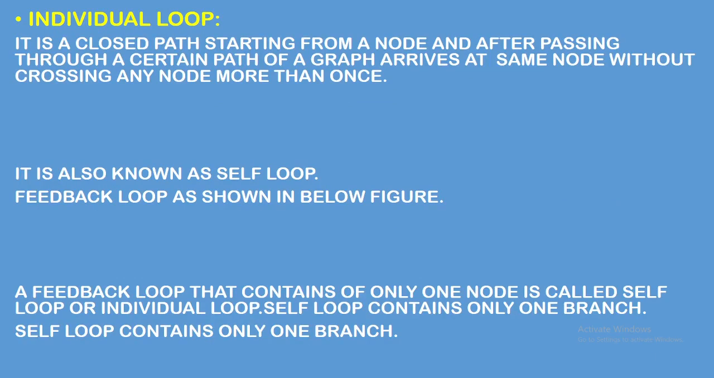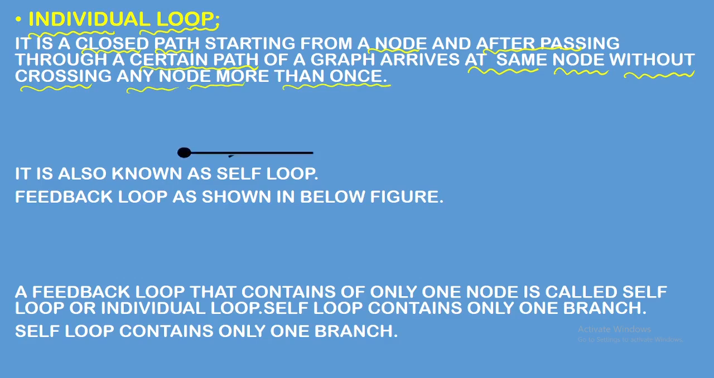Next, see what is the meaning of the individual loop. Individual loop means a closed path. It is a closed path starting from a node, and after passing through a certain path, the graph arrives at the same node. Whenever you travel along some path, it reaches the same node without crossing any node more than once. That is called an individual loop.